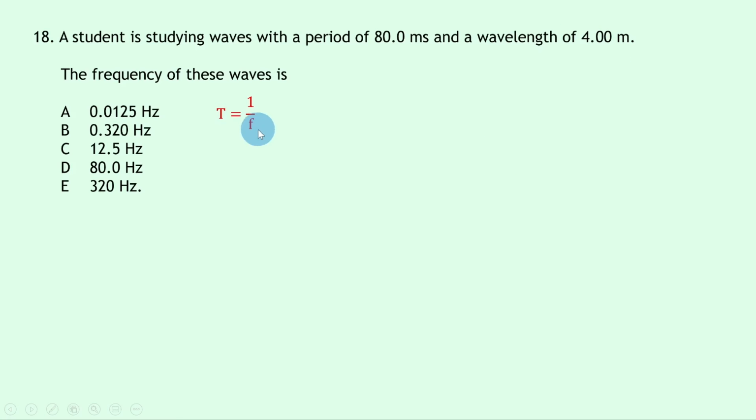So let's rearrange this to get F by swapping both the F and T to get F equals 1 over T. And you'll notice the period is given in 80 milliseconds, so we need to get rid of that prefix milli and convert it into seconds, because remember period is measured in seconds. So we have F equals 1 over T, which if we sub in our converted number is 1 over 80.0 times 10 to the minus 3. And if you put that into your calculator, you should get an answer of 12.5 Hertz. And that is the option C.